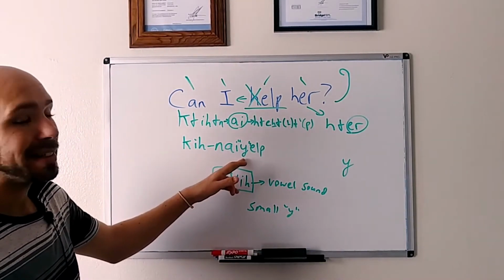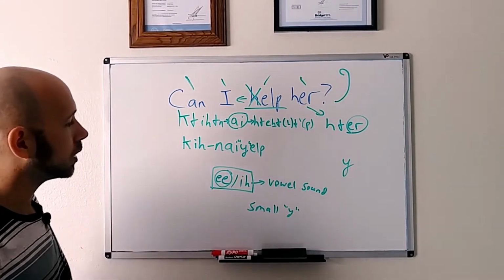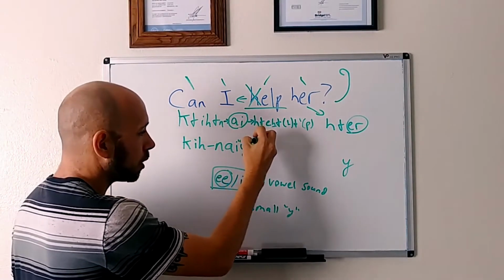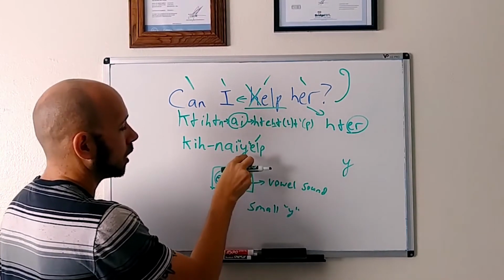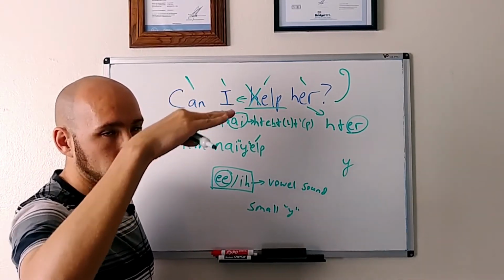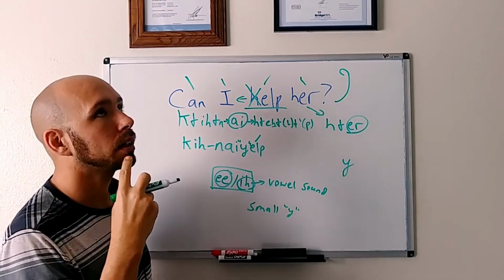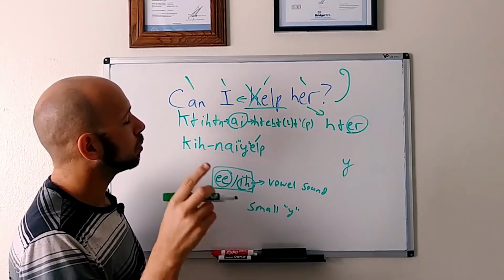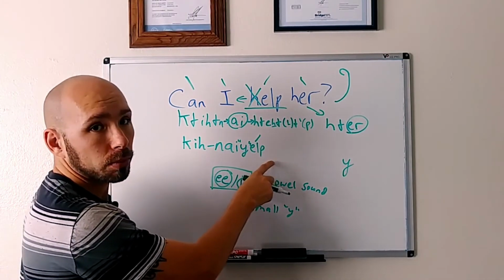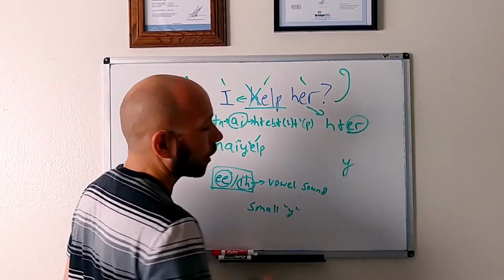Now notice it's not a deep, normal, big Y. It's not Nayelp, not quite. It's a nice small Y. We still want to go up on the stress here, but that Y is just a little as you pull off of the I, you're gonna hit that little yeah. Can I help? What about help and her?